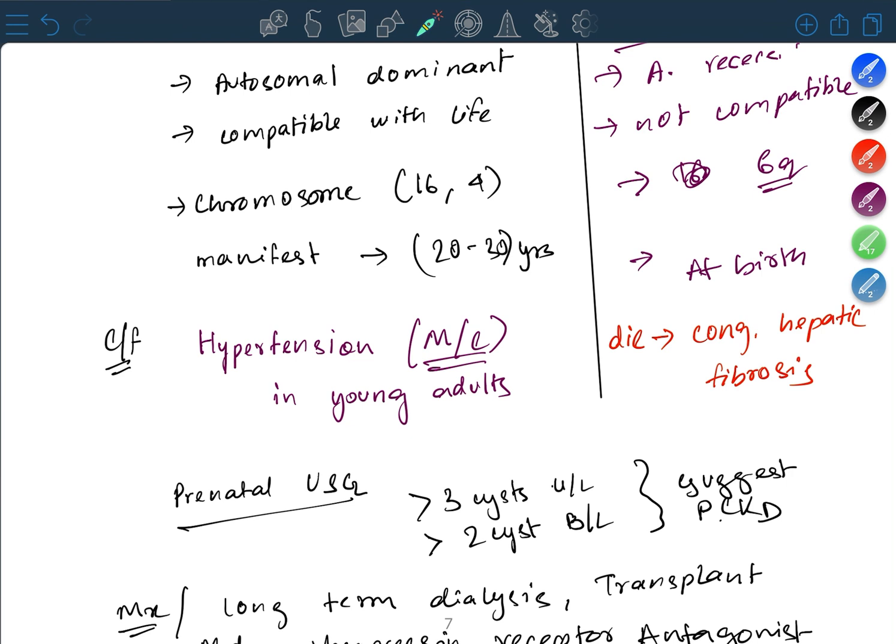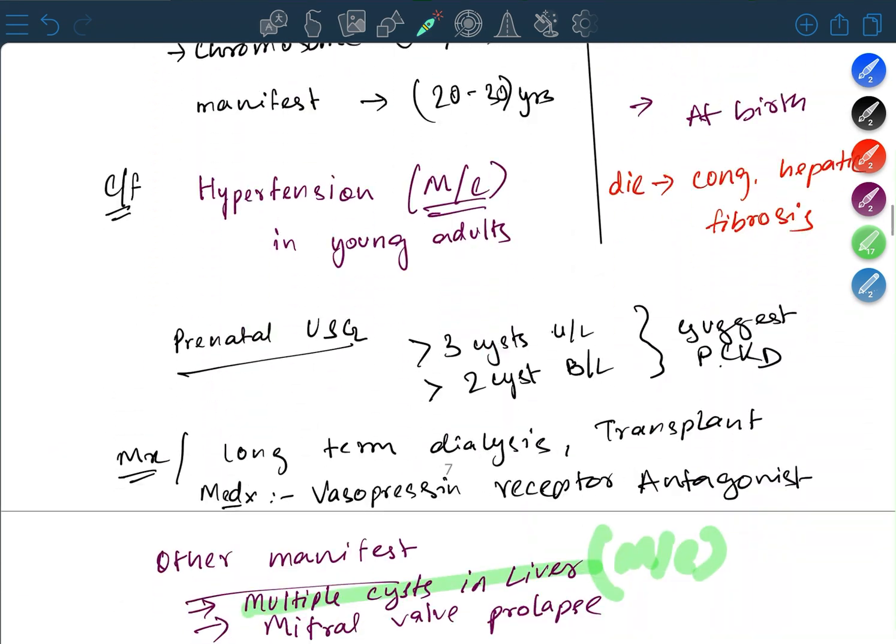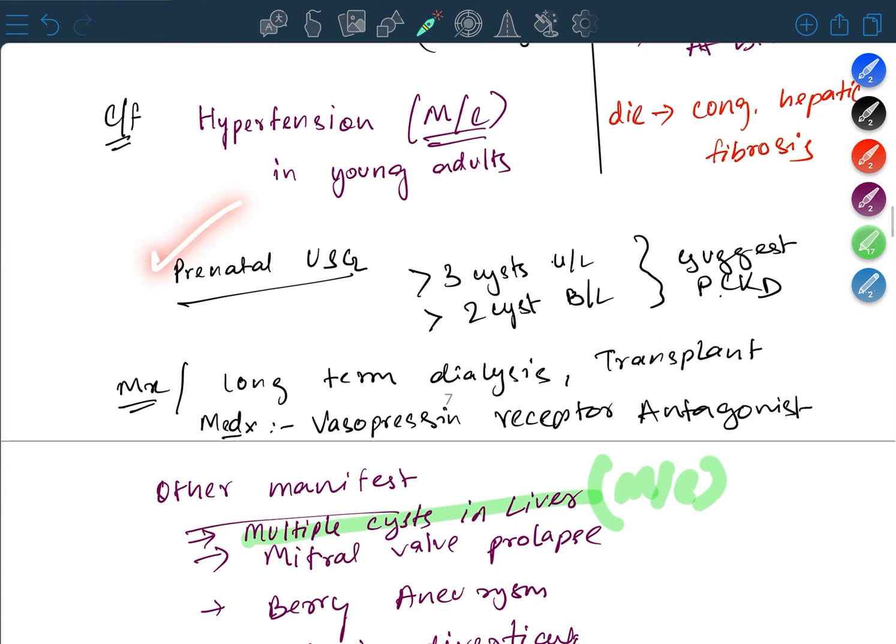The other differential diagnoses can be renal artery stenosis, pheochromocytoma, and hyperthyroidism. But this is important: prenatal USG. If prenatal USG shows more than 3 cysts in a unilateral kidney, then it suggests PCKD, or if you get more than 2 cysts bilaterally in both kidneys, then it suggests PCKD.